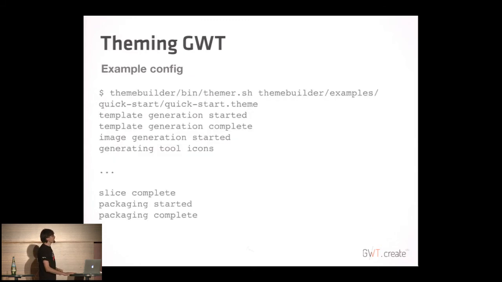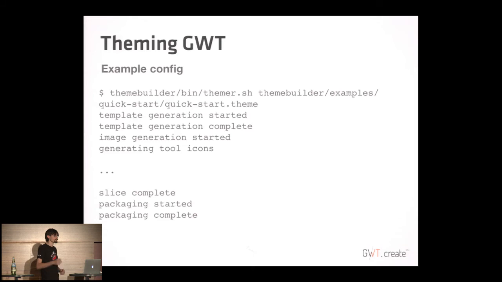So if you had a config file, if we're in the root of the zip, you say theme builder bin themer.sh. If you're on Windows, there's a themer.bat file. If you're on Linux, I'm sorry, we don't have one shipped on here. The file was so big already, we didn't add it. There is instructions on how to build it for Linux.